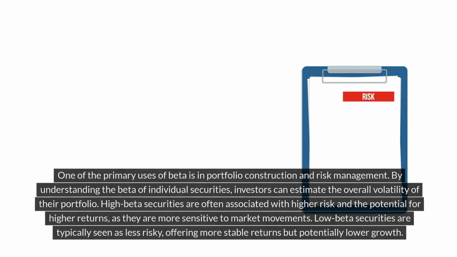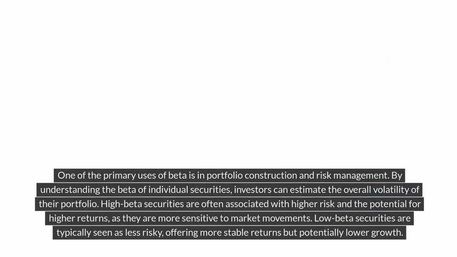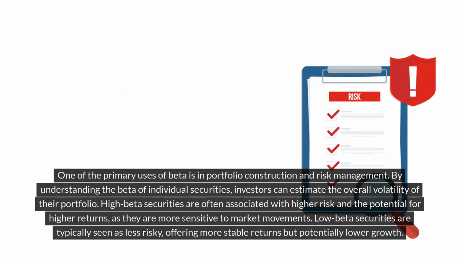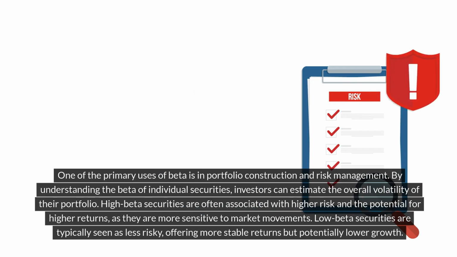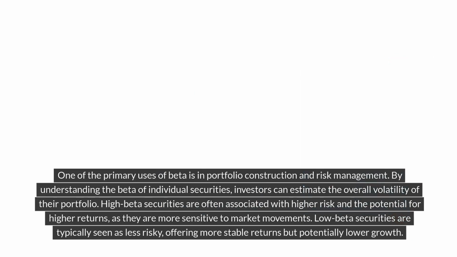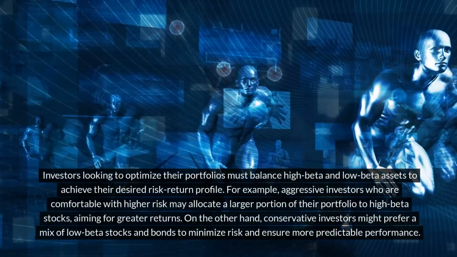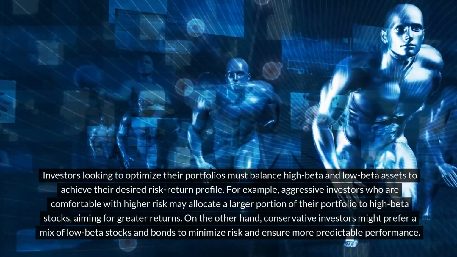One of the primary uses of beta is in portfolio construction and risk management. By understanding the beta of individual securities, investors can estimate the overall volatility of their portfolio. High beta securities are often associated with higher risk and the potential for higher returns, as they are more sensitive to market movements. Low beta securities are typically seen as less risky, offering more stable returns but potentially lower growth. Investors looking to optimize their portfolios must balance high beta and low beta assets to achieve their desired risk-return profile.